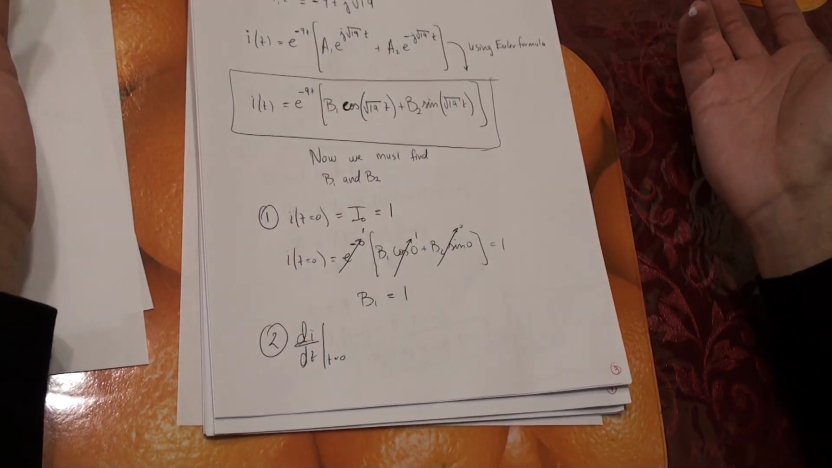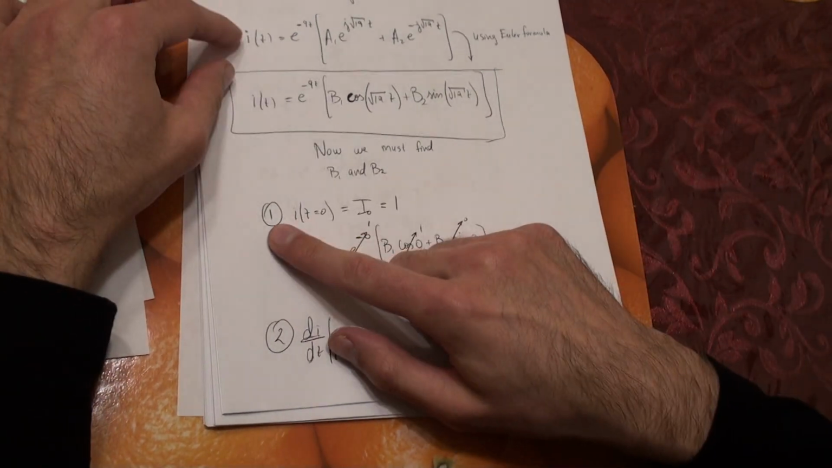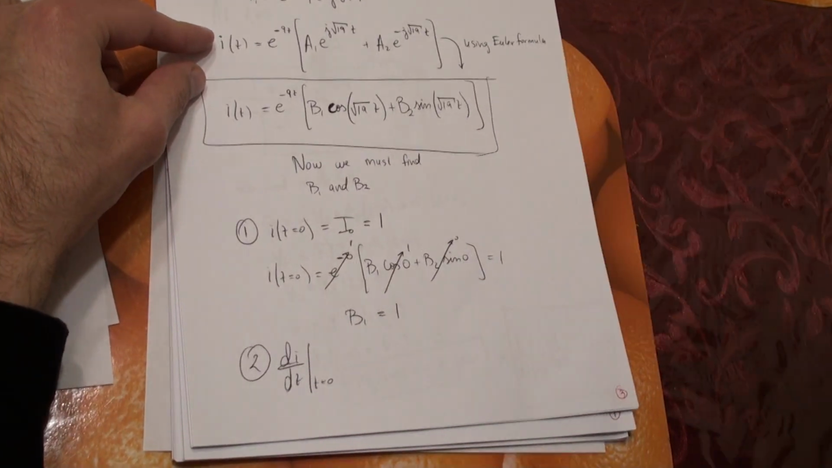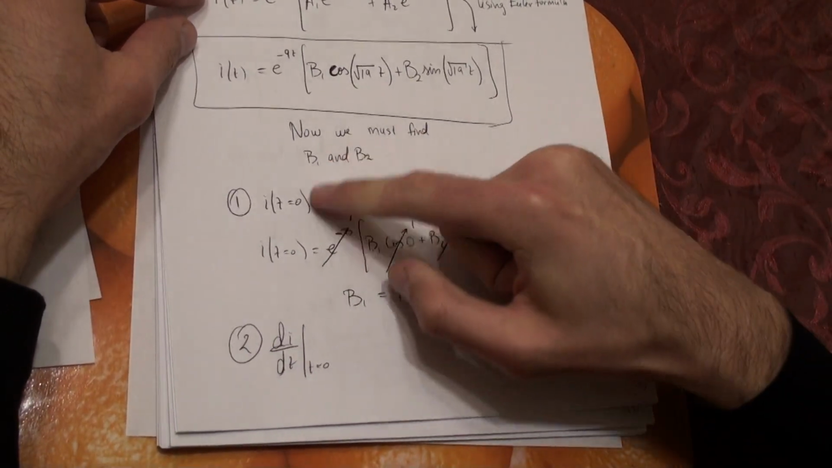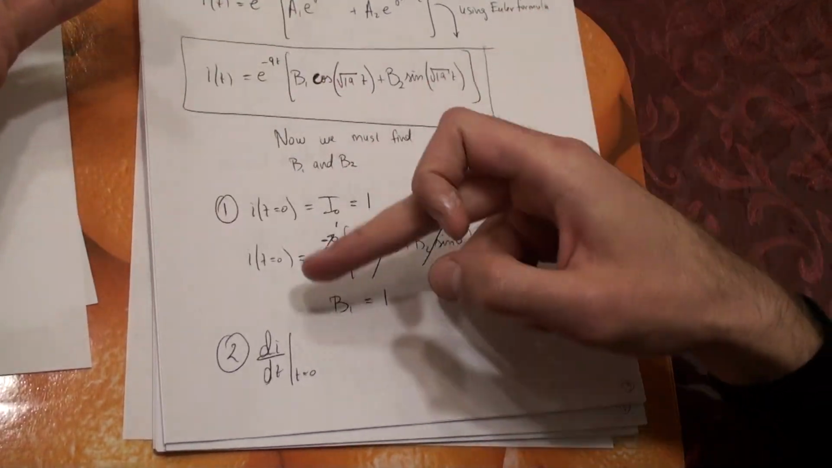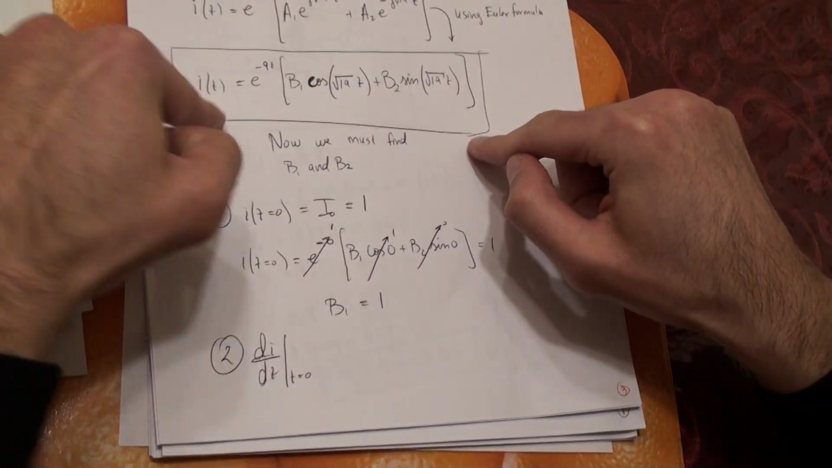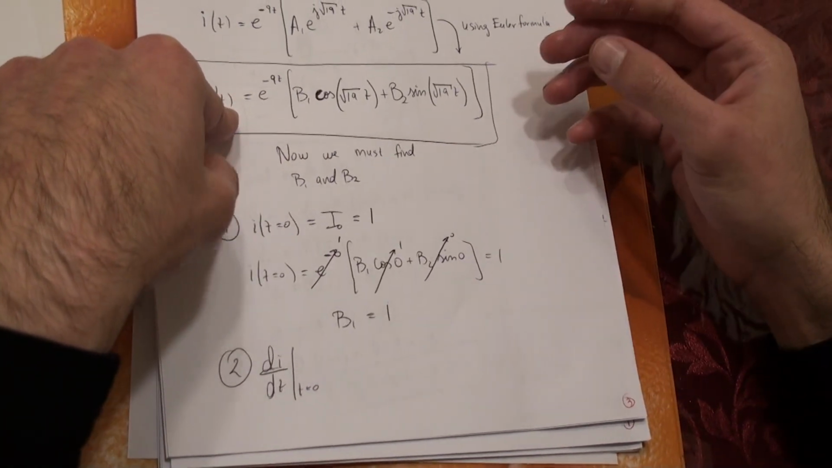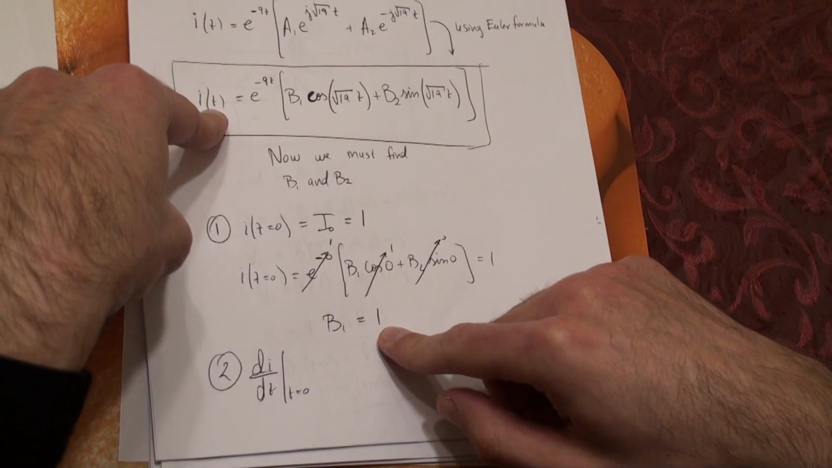So to find B1 and B2, we need our initial conditions. Well, our first initial condition is the current at time equals 0. So that's just the moment before the switch was open. So we know that we found it, our initial current. So we set this equation at time equal to 0 equal to our initial condition current. And that's how we find B1.